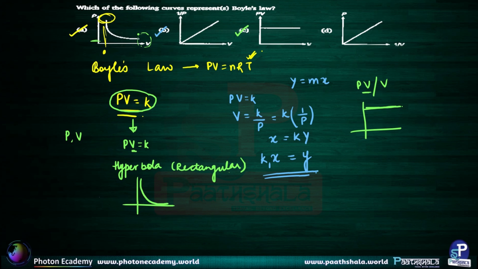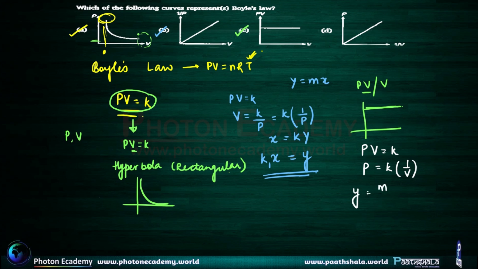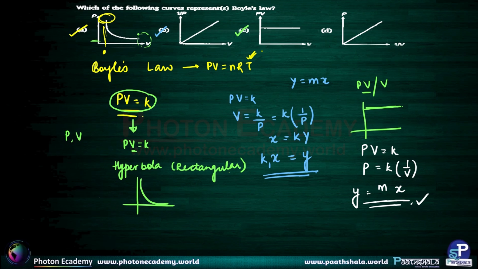Now there's a graph between P and 1 by V. So rewriting our equation PV is equal to K as P is equal to K times 1 by V, P is Y, K is M and 1 by V is X. So it is the equation of a straight line, again passing through the origin. So option D is also correct. So for this question, all four options are absolutely correct.